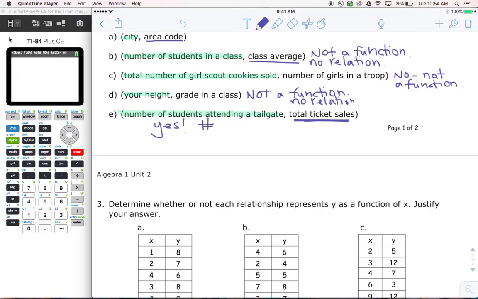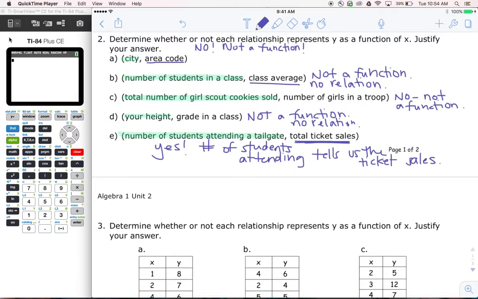Okay, the number of students attending, right, buying tickets, tells us the ticket sales. Okay. Now I'm not going to ask you to do any of these examples. Over on the right, just go ahead and pick the one that you think best represents a function. So instead of doing yes, no, like we just did, just out of your 4 scenarios over on the right, choose the one that you think would represent a function.